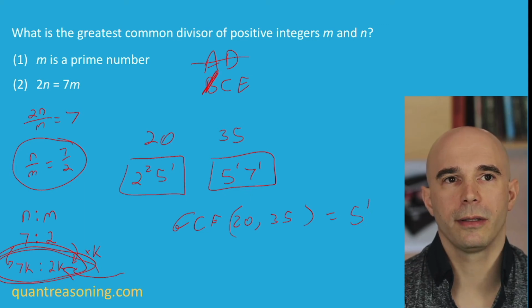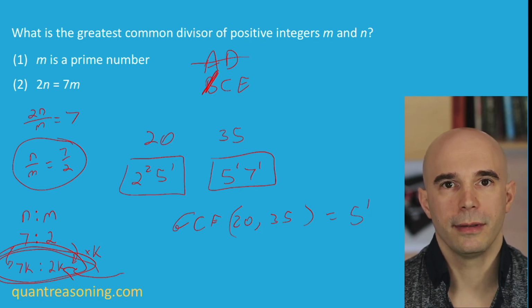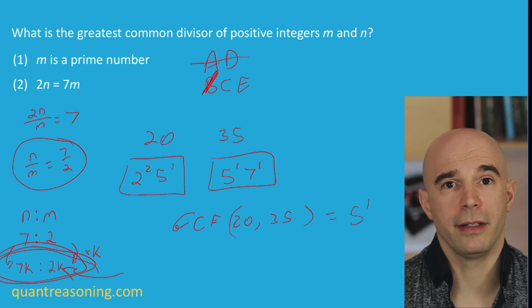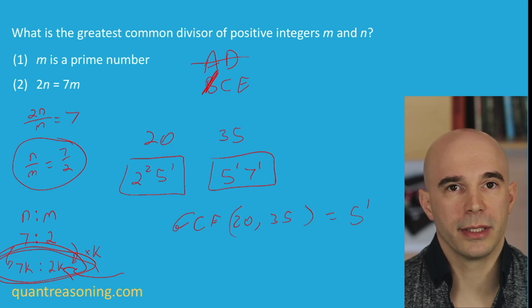Yeah, the only multiple of 2 that is a prime number is 2. By the way, that's true for any prime. The only multiple of 11 that's a prime number is 11. The only multiple of 7 that's a prime number is 7.